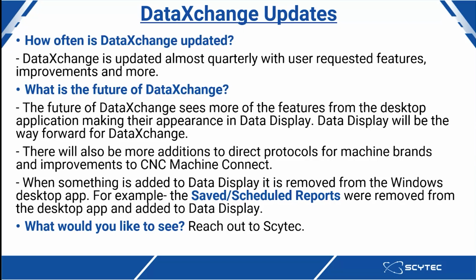There are also going to be some more additions to the direct protocols, which I will be discussing later on in this webinar for machine brands, and improvements to CNC Machine Connect, which is the integration between data exchange and Vericut. So when something is added to data display that was traditionally found in the Windows desktop application, it will then be removed from the desktop application, and from then on forward, you can find it solely in data display. A good example of this is the saved and scheduled reports, which I'm going to be discussing later on, were removed from the Windows desktop application earlier this year, and as I mentioned, can now only be found in data display.